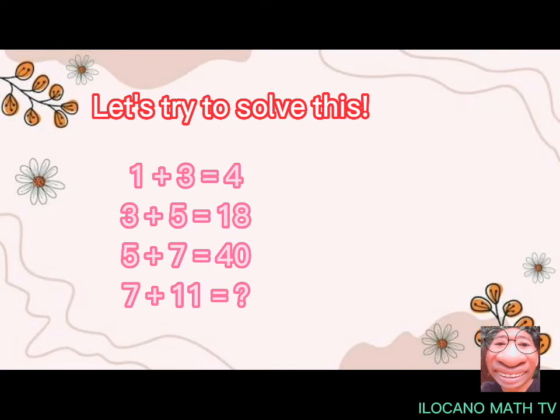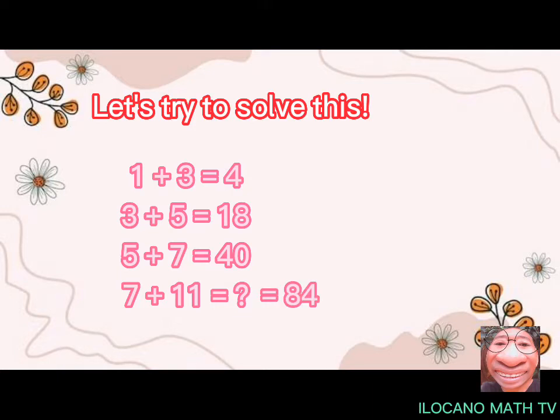Let's try to solve this. 1 plus 3 is equal to 4. 3 plus 5 is equal to 18. 5 plus 7 is equal to 40. And 7 plus 11 is equal to question mark. Let's try to solve this. And the answer is 84.